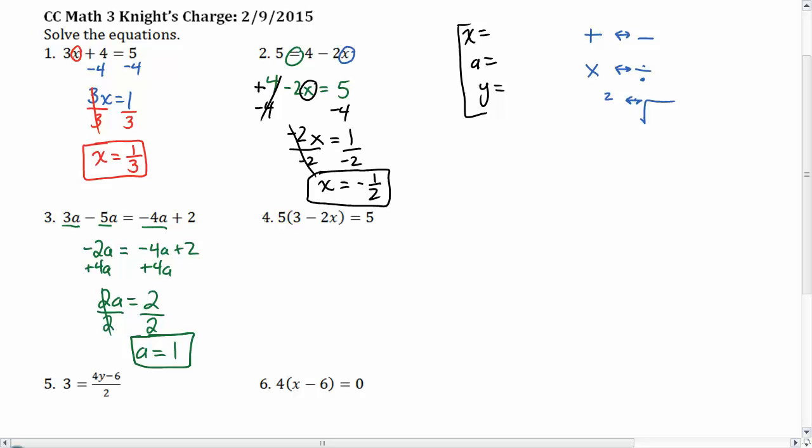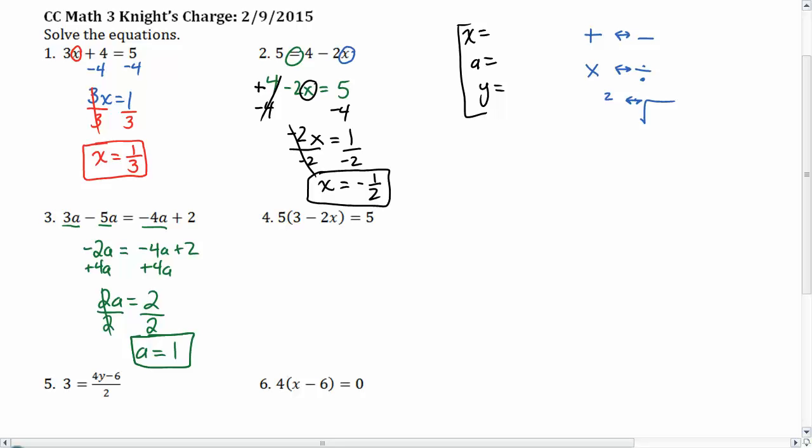Number 4. Okay, look at what we have. So we have a 5 that's outside of parentheses. So that could be multiplication if we want to, or we could maybe try to get rid of it first, equals 5. I only see x's on the left-hand side. I don't see any variables on the right, so looks like we should probably keep our variables on the left and get rid of all the numbers.